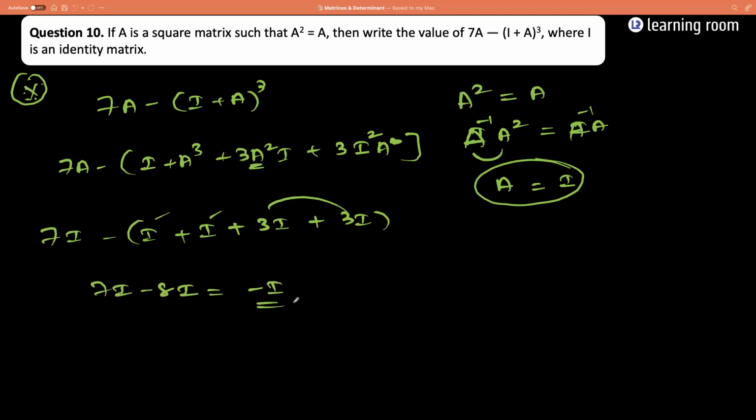Sir, can't we write directly into that equation instead of expanding it? Yes, that's better. So 7A minus of 2I the whole cube, that will be 8I cube. Correct, you can directly write it. Sorry, I didn't observe that.